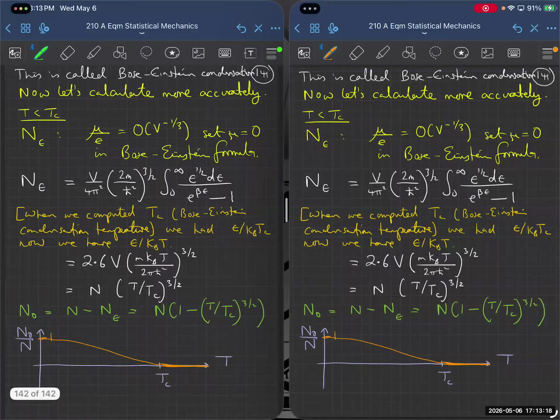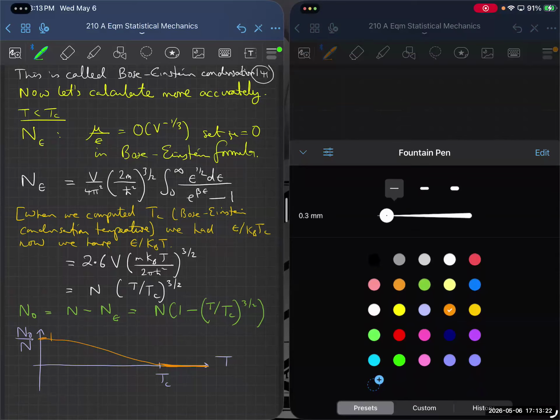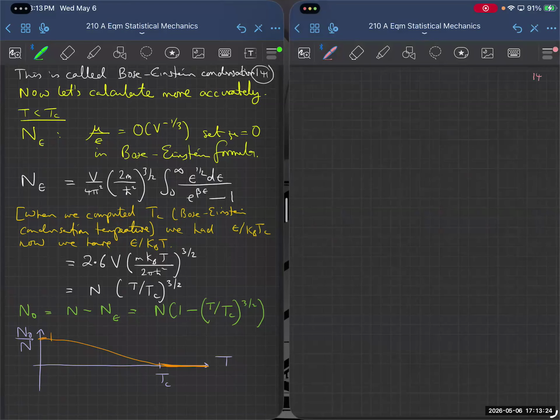Okay, so now let's compute the thermodynamics. So now I can work out the energy and heat capacity.